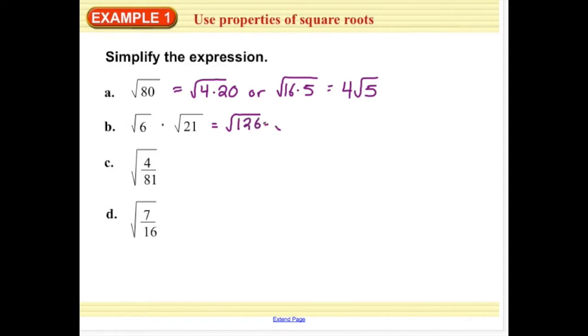Square root of 6 times square root of 21, when I multiply those together, I get the square root of 126, and then I can factor out a perfect square, which is 9. 9 times 14 is 126. Simplified, 3 square root of 14.